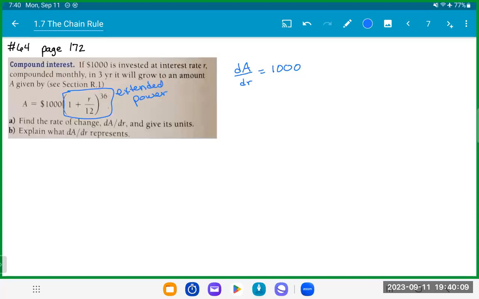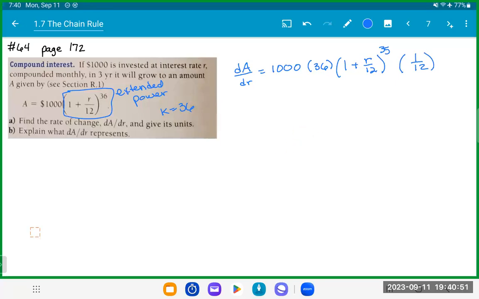Okay, so my K is equal to 36. So that's going to give me 36 times my function here, which is what's in the parentheses, 1 plus r over 12. And this is 36 minus 1, so that becomes 35. Times the derivative of the insides. The derivative of the inside is just 1 over 12 because we're taking the derivative of 1/12 r, right? 1/12 r. The derivative is just 1 over 12.